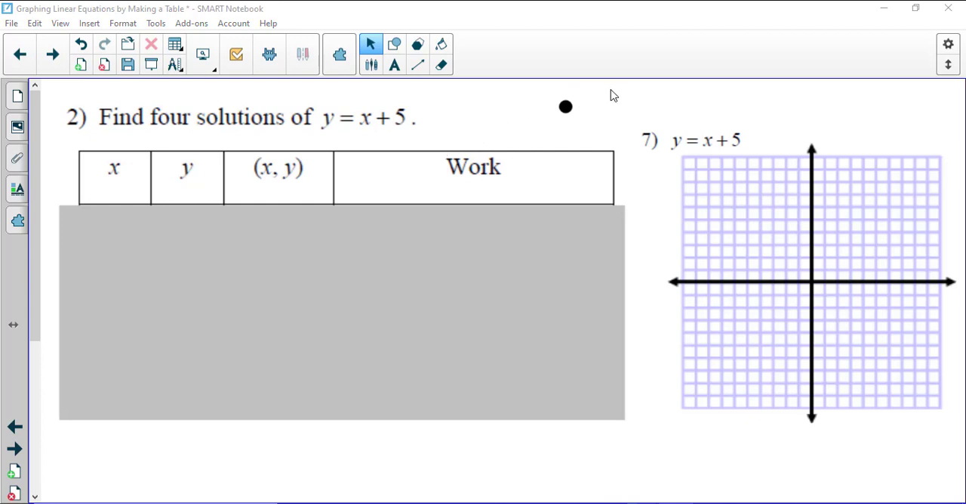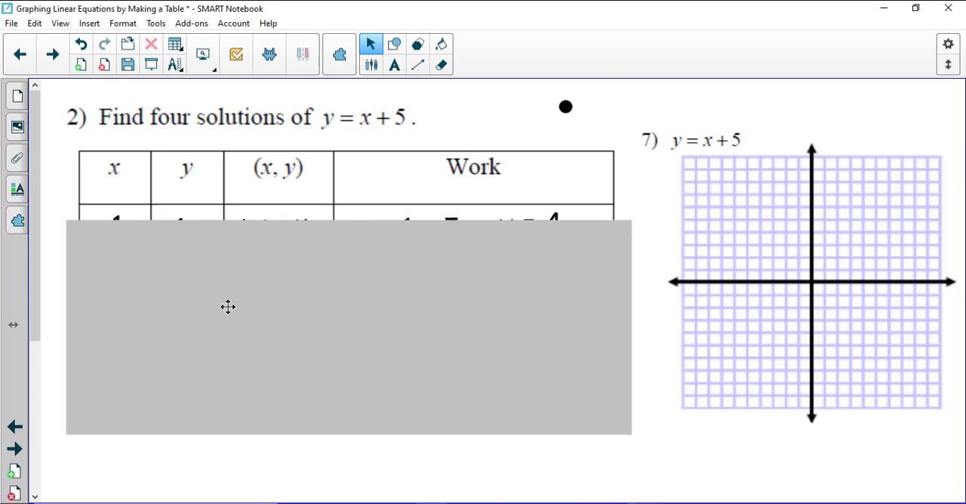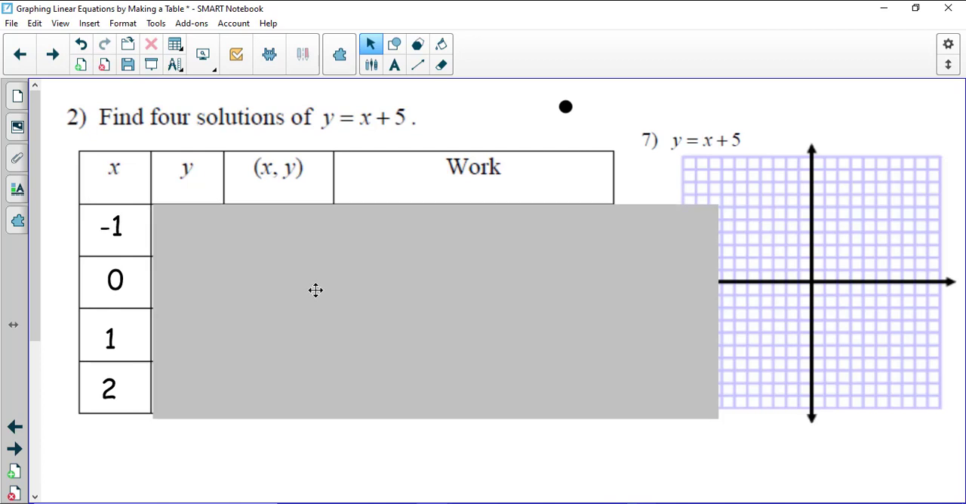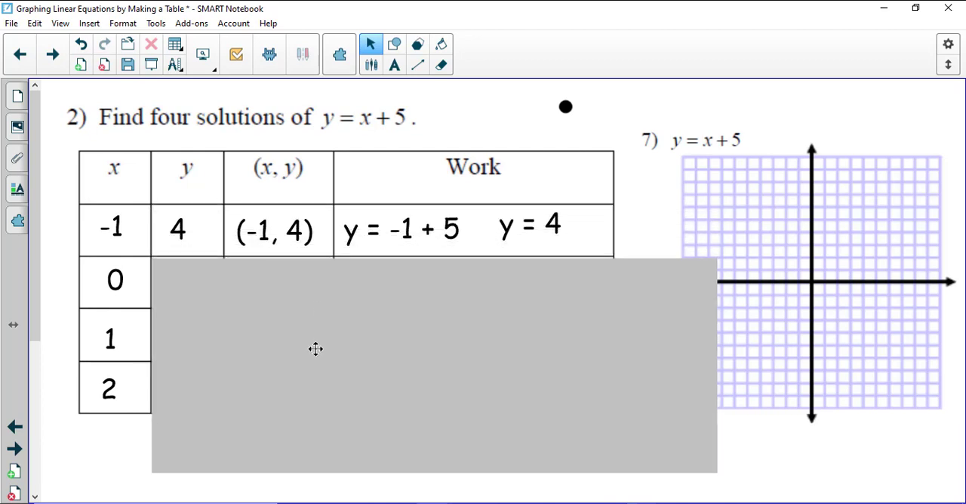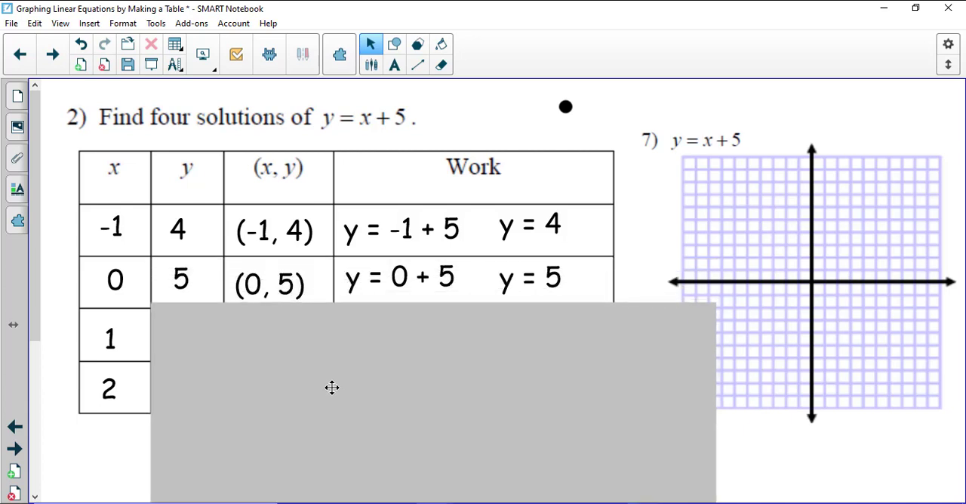So I chose my x-coordinates to be negative 1, 0, 1, and 2. So let's start with negative 1. We replace x with negative 1. Negative 1 plus 5 is 4. So negative 1 comma 4 should be a point on the line. Replace x with 0. 0 plus 5 is 5, so we get y equals 5. Our ordered pair will be 0 comma 5.